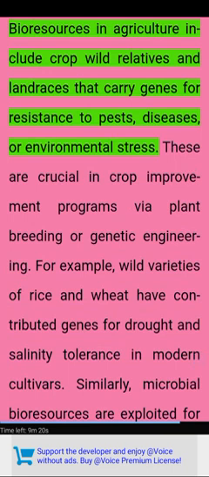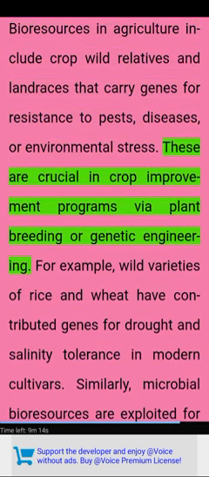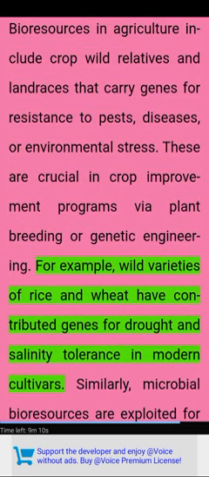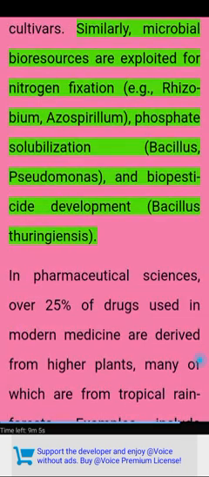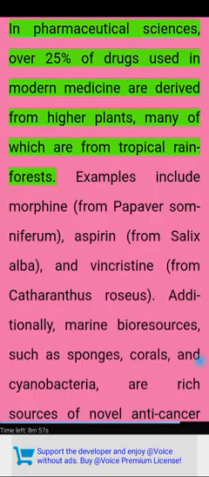Bioresources in agriculture include crop wild relatives and landraces that carry genes for resistance to pests, diseases, or environmental stress. These are crucial in crop improvement programs via plant breeding or genetic engineering. For example, wild varieties of rice and wheat have contributed genes for drought and salinity tolerance in modern cultivars. Similarly, microbial bioresources are exploited for nitrogen fixation, e.g., Rhizobium, Azospirillum; phosphate solubilization, Bacillus, Pseudomonas; and biopesticide development, Bacillus thuringiensis.